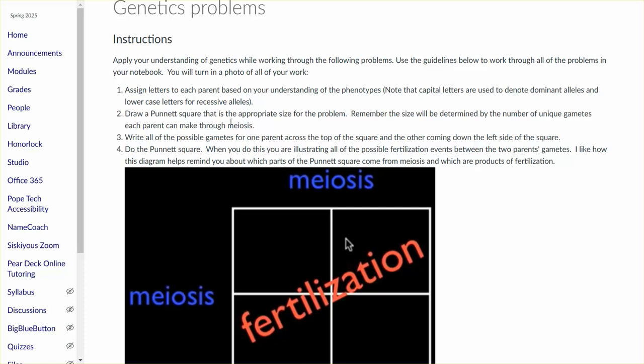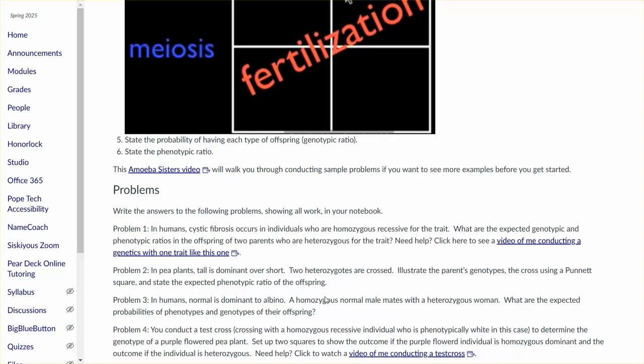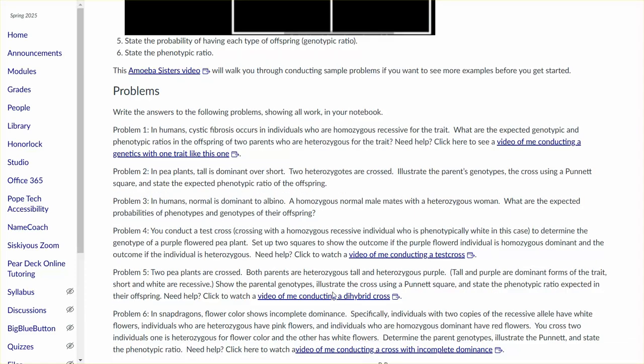And then when you're done with that, state the probability of having each type of offspring. That's called a genotypic ratio and the phenotypic ratio. So these are the problems, and I want you to do all 6 of those steps for each one of them.